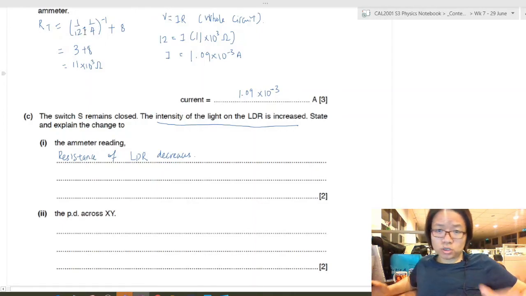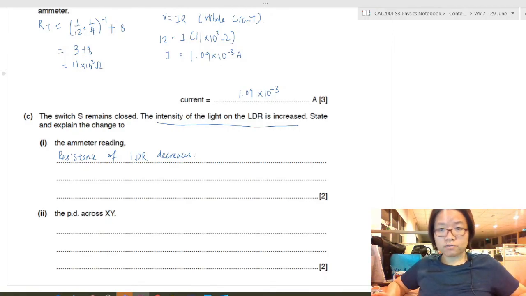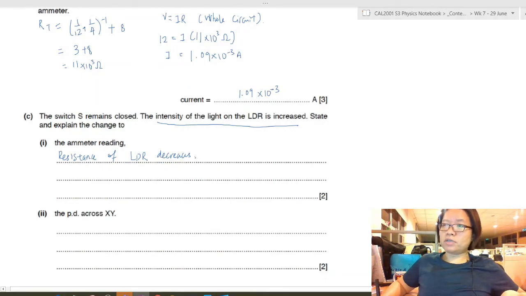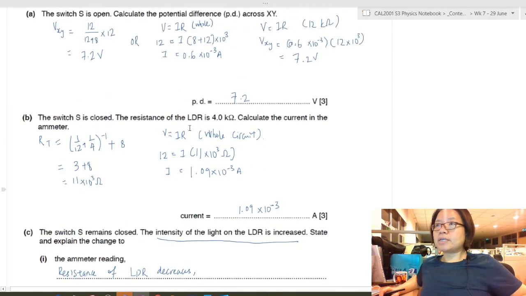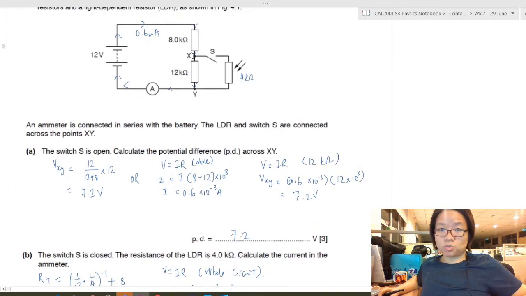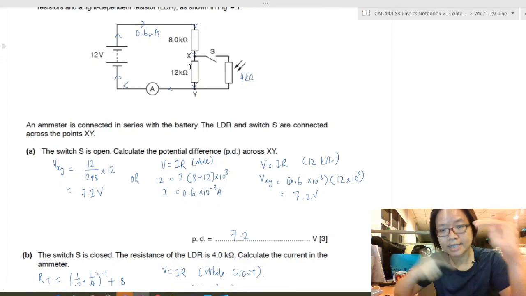So what happens to your total resistance? Let's say you don't know, so you press calculator. 1/12 plus 1/2 and then you invert it, you get 1.7 instead of 3. So if the resistance of the LDR decreases, this means that, okay, let's go back to the circuit a bit. This means that the effective resistance across XY will decrease. Okay? Generally, when two resistors are in parallel, the sum of the resistance must be smaller than any individual resistor.